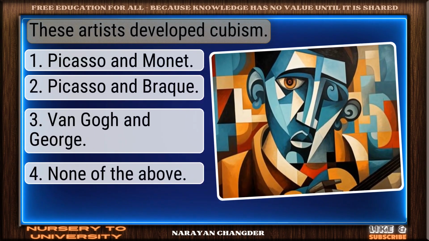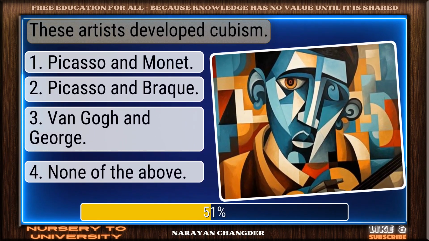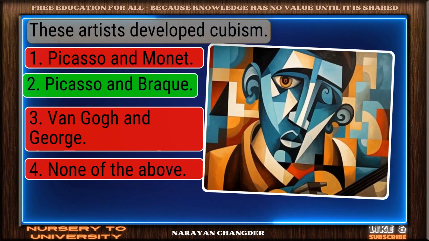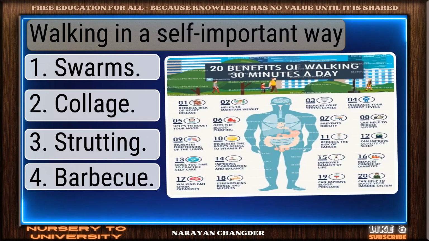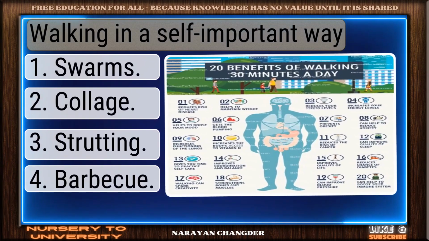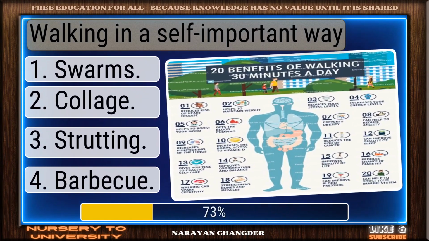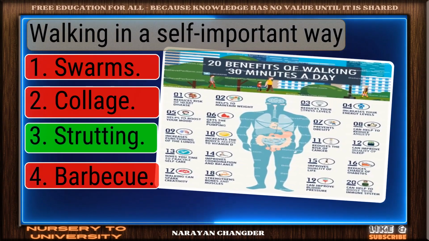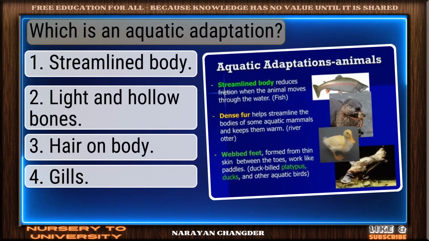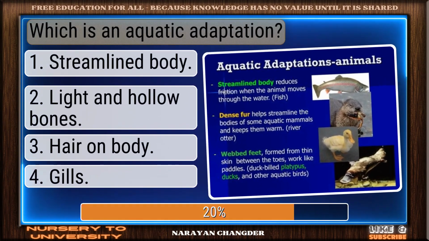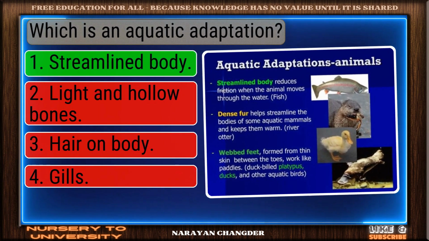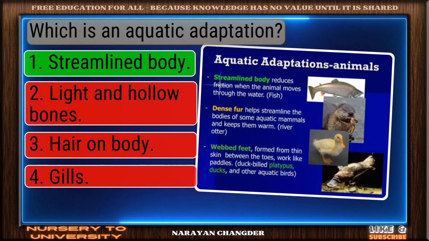These artists developed cubism. Perfect. Picasso and Braque is the correct choice. Walking in a self-important way. Good thinking. Strutting is the right answer. Which is an aquatic adaptation? Smart pick. Streamlined body is the correct choice.